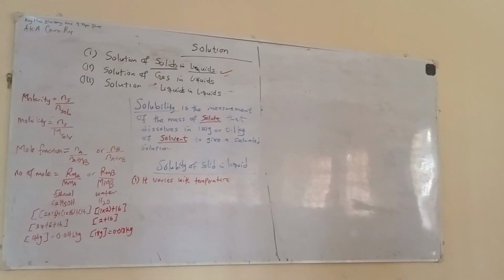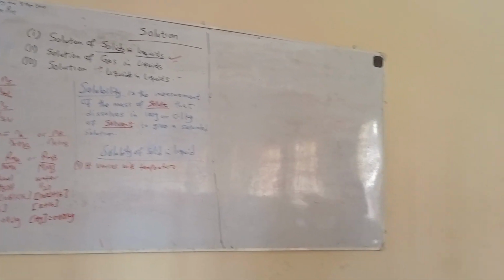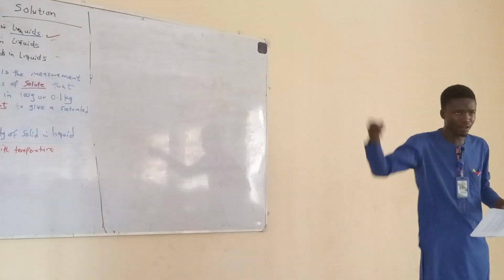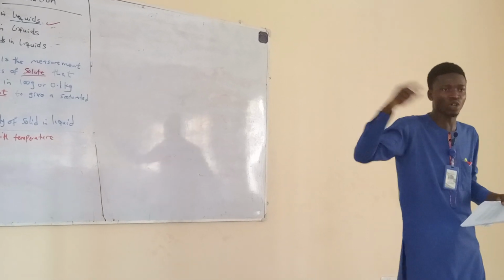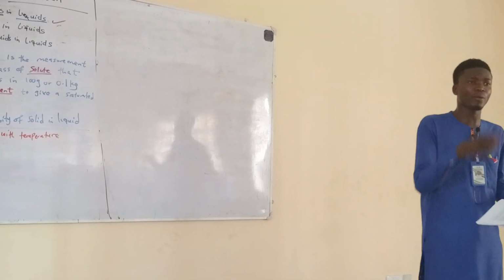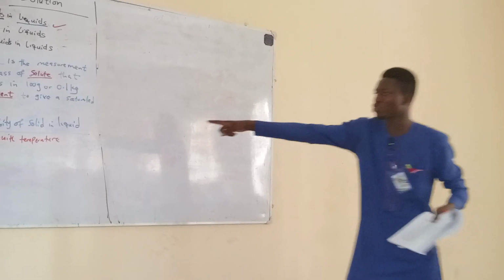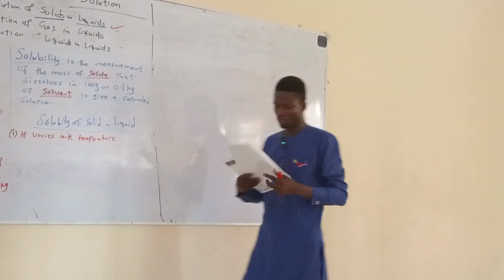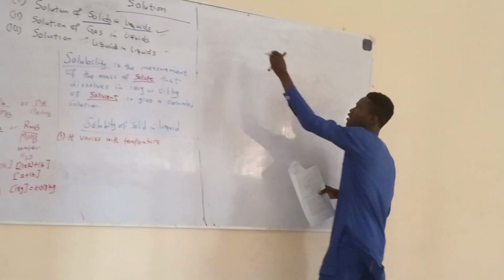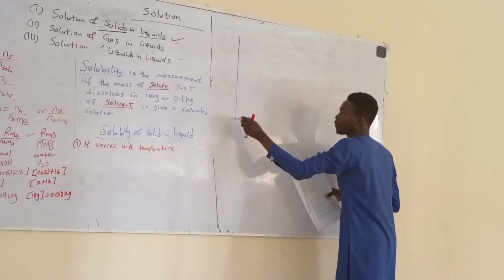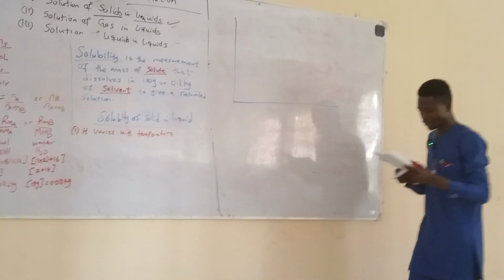Of solid in liquid, number one, they vary with temperature. We know that it's possible for you to plot a graph, and that graph is called the solubility curve. And what is a solubility curve? You are plotting solubility of the substance against temperature. That's what we are saying, because these substances are affected by temperature. The next slide now gives us the structure of a solubility curve.